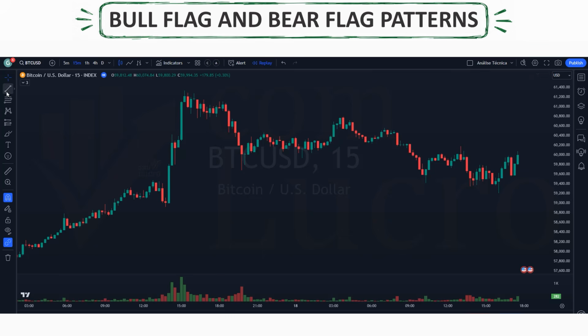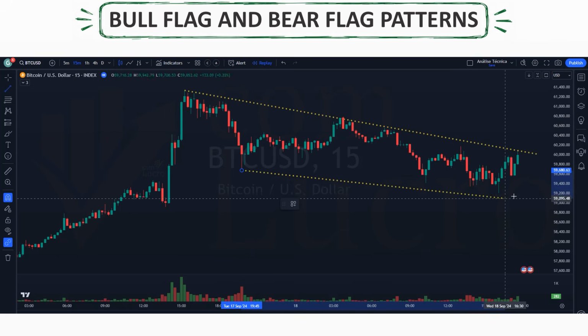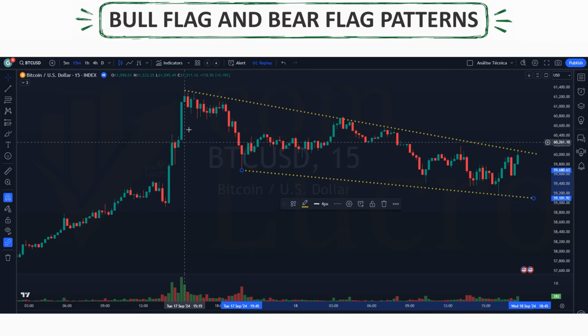As you can see on the Bitcoin against the US dollar chart, the market is in a strong uptrend and begins forming a bull flag pattern. First, notice the sharp rise in price, forming the flagpole, a rapid upward movement fueled by strong buying momentum. After this rise, the market enters a consolidation phase, where the price moves within a downward sloping channel, forming the flag. During this period, the price remains confined within a narrow range, reflecting a temporary balance between buyers and sellers.